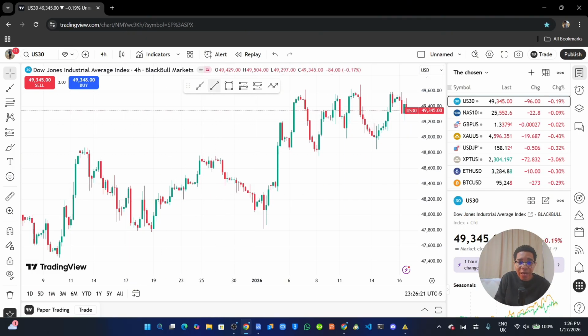So we are starting with US30, and you can see that I have my tools here. I have my ray, I have my trend line, I have my rectangle, my long position, short position, and the pathway. And if you're wondering what site or what software I'm using, this is TradingView.